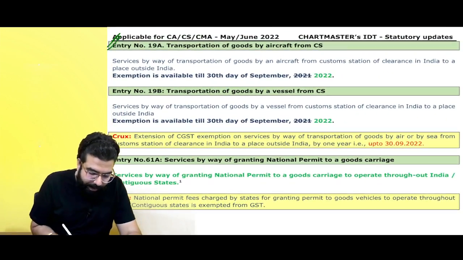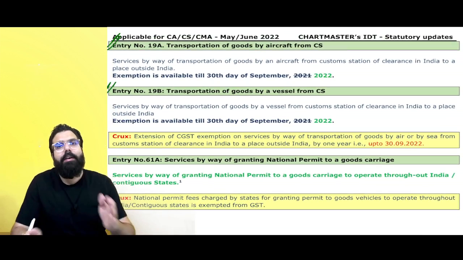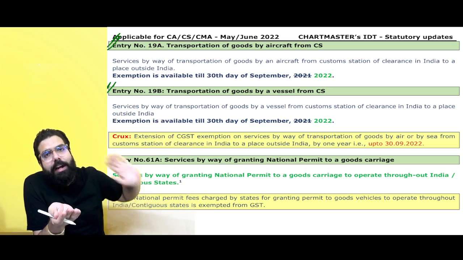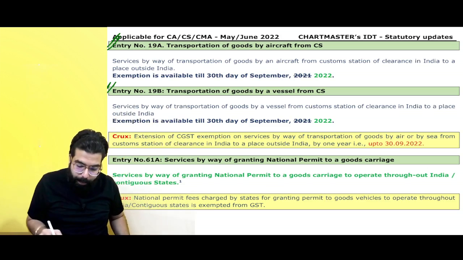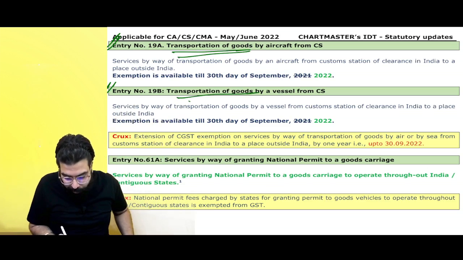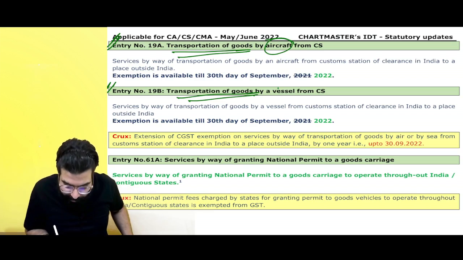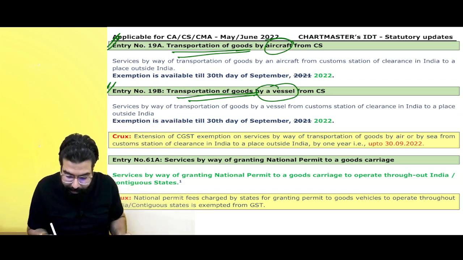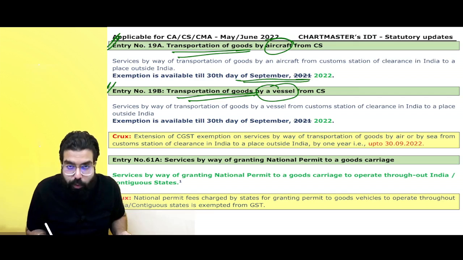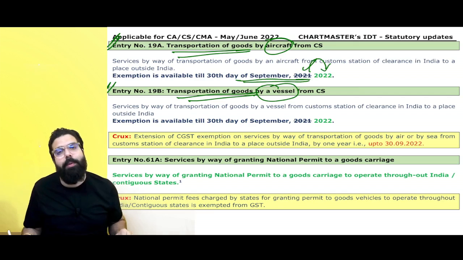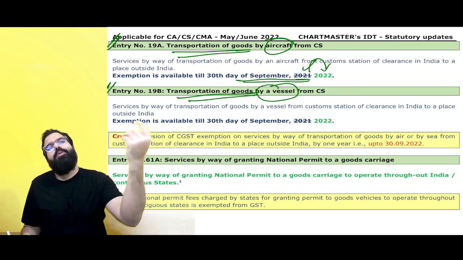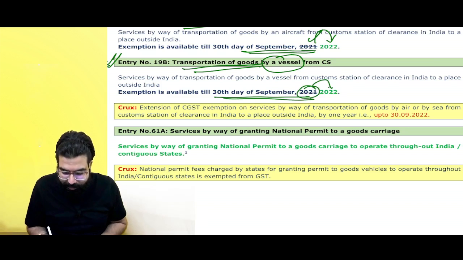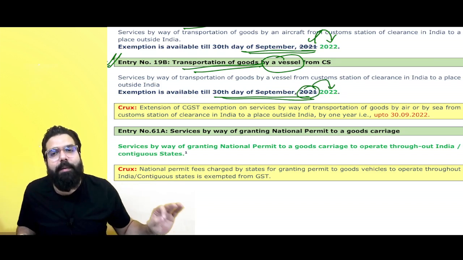So here 19A and 19B, one entry was there: the transportation of goods by aircraft from a customs station in India to outside India was exempted. I hope you remember, transportation of goods, whether it is by aircraft or by vessel, from an Indian customs station to outside India was exempted up to 30th September 2021. Now this exemption has been extended till 30th September 2022.